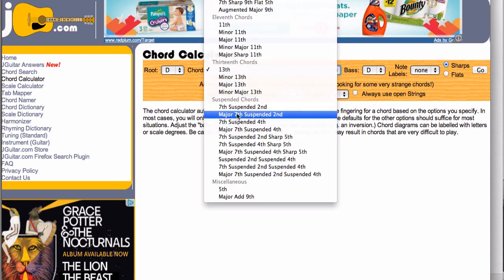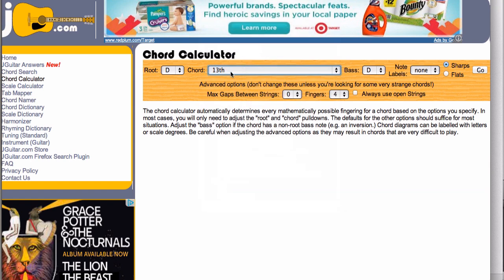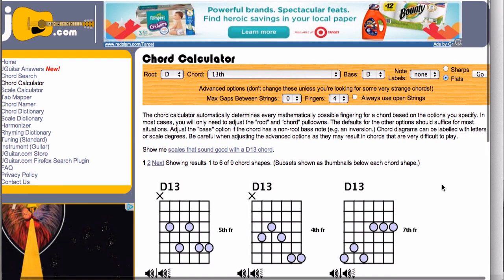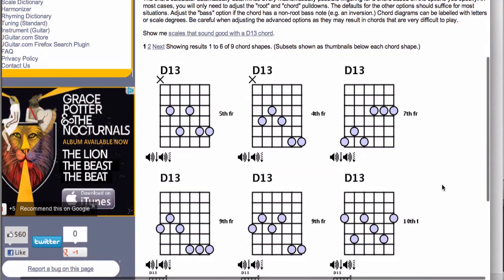See right here? There was a major 13, that would have a regular 7 in it. This has a flat 7 in it. So D13. The lowest note is going to be D. And here, this is what's cool about it. For note labels, you can either just leave it how it is right now, or I'm going to change this to flats, because I tend to think in flats when I'm thinking about these kind of chords. So here's different ways to play D13.